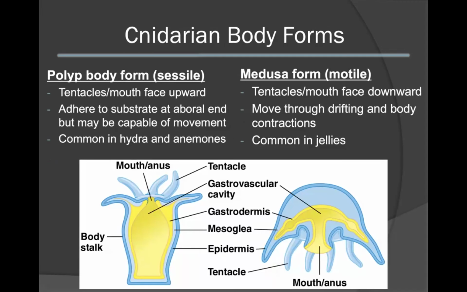There are two main body forms in cnidarians: the polyp form, which is common in more sessile animals, and the medusa form, which is common in more mobile animals. In the polyp form, the tentacles and mouth face upward. They will adhere to the substrate at the aboral end or basal end. However, even though they are considered to be sessile, they may be capable of limited movement across the substrate. The polyp body form is very common in hydra and sea anemones.